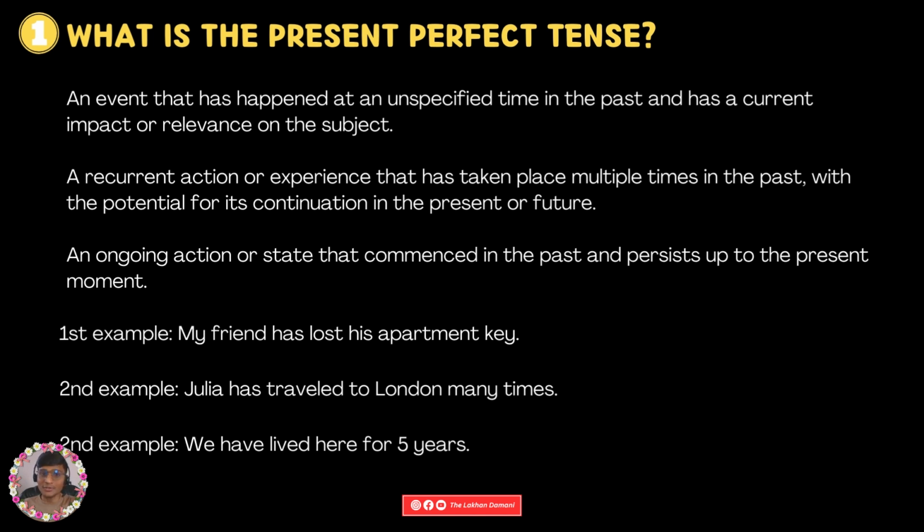My friend has lost his apartment key. This sentence is trying to point out something that already happened, and the key is the important thing in the sentence. So he or she lost it, and now he's still looking for it, right? So the connection is still in this present moment. That's what we can say. My friend has lost his apartment key.